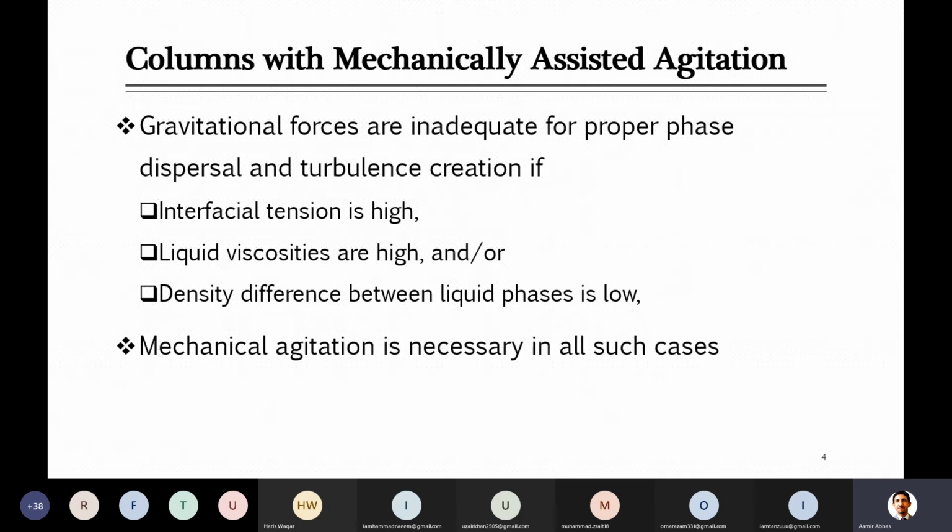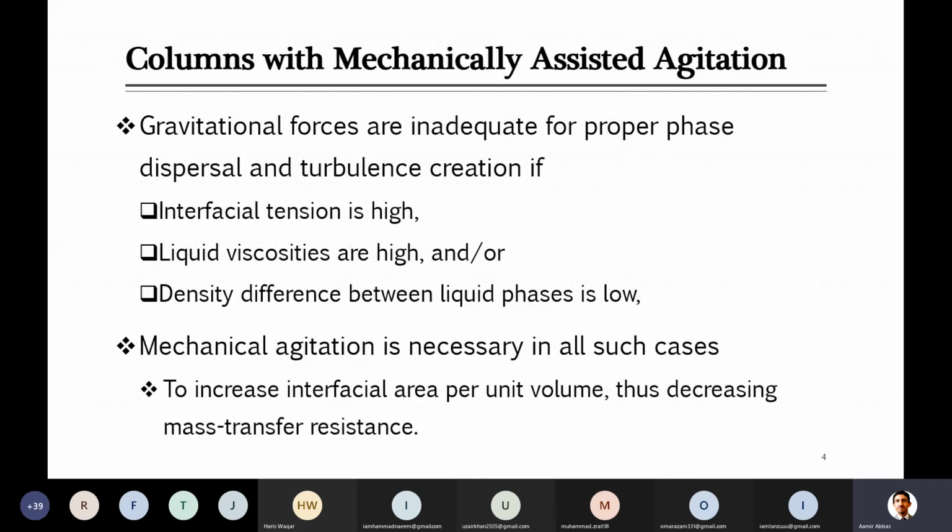So in all those cases, you need some mechanical agitation, meaning we should provide some external force to create agitation inside the liquid, so that they can make mass transfer with each other, as well as get settled easily. With this, when you create some mechanical agitation, it will help you to increase their contact by providing more interfacial area.